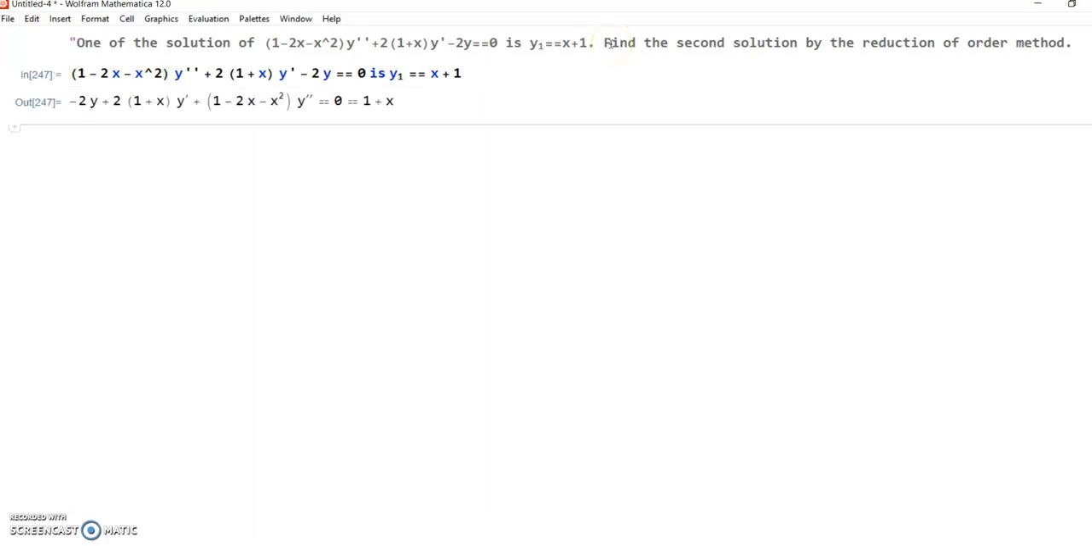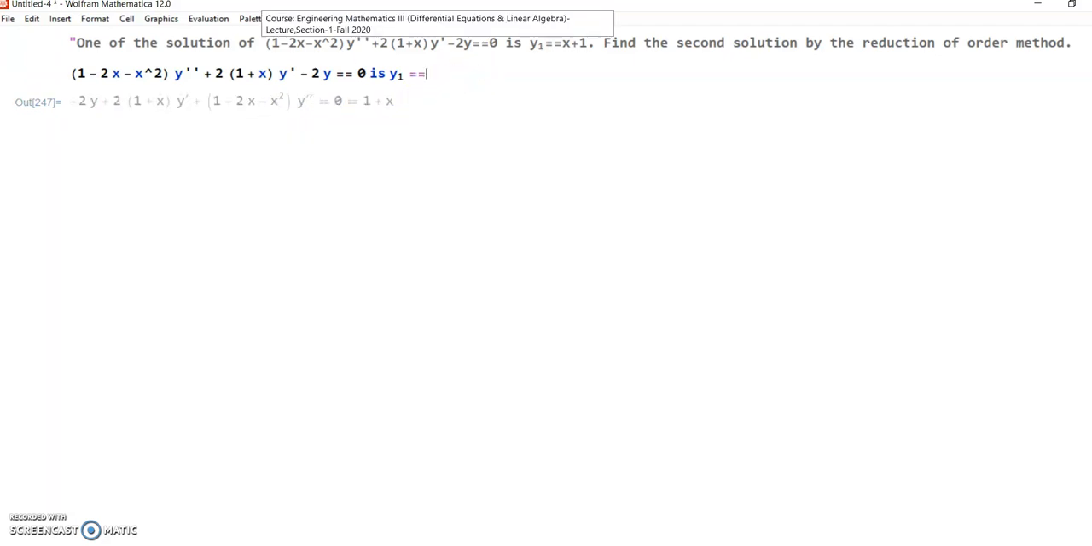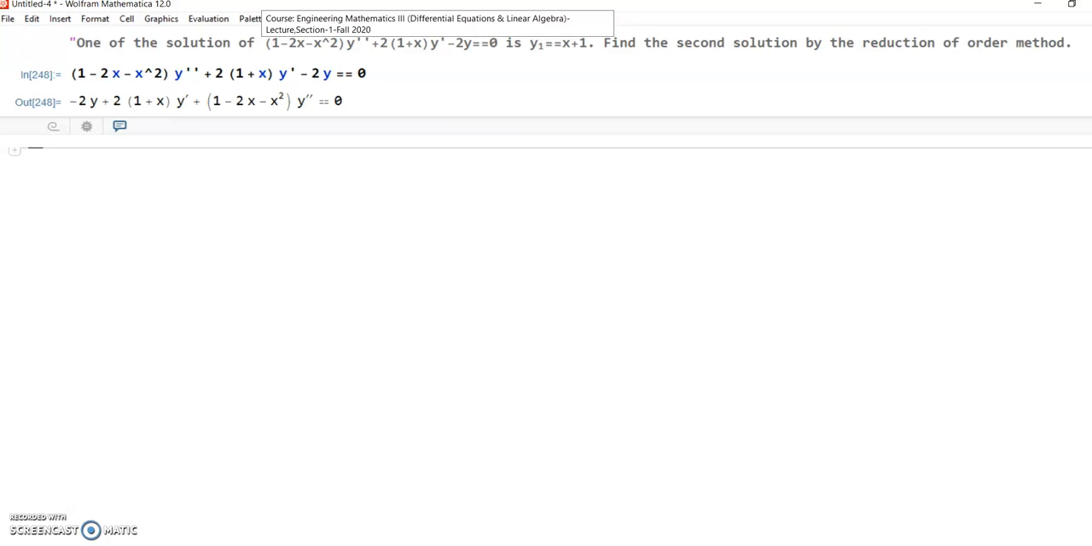So this is the equation. So this equation has been written like this. Okay, I made some mistake over here. It is equal to this. So in this form, I have written this equation.